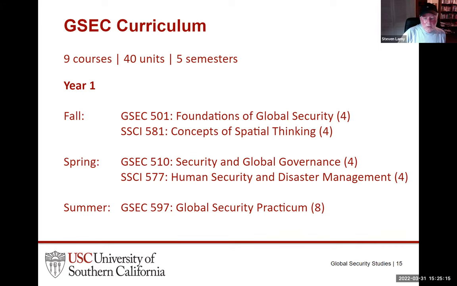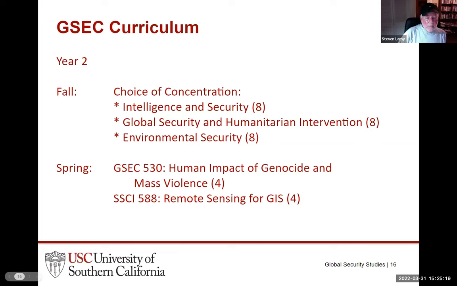Okay, year two. This is where you make your choice of concentration in terms of intelligence and security, or global security, humanitarian intervention, or environmental security. The idea basically is that we think it's wise, and your advisor will probably say it's wise, to really develop strength in one particular area. It's not necessarily required. If you want to make a case to look at two different areas, something like that can be worked out. There'll be a lot of individual choice involved in this, but we have to make sure you get the concentration approach. In terms of future positioning and future jobs, it might be better to have a strong, deep understanding of a particular area.